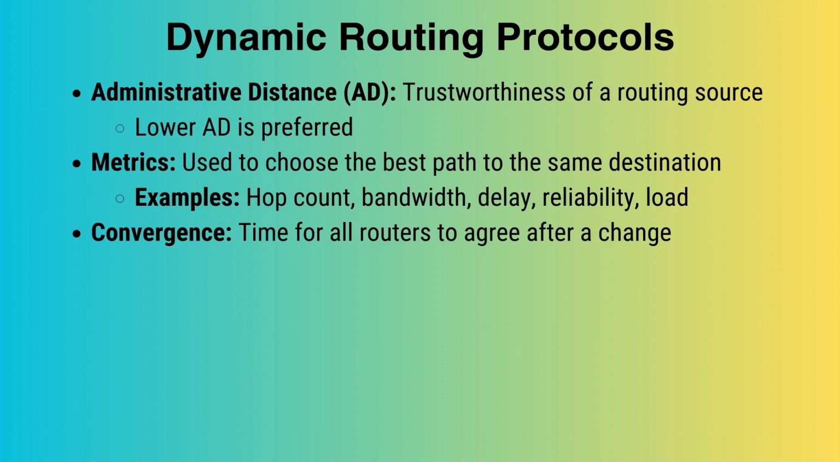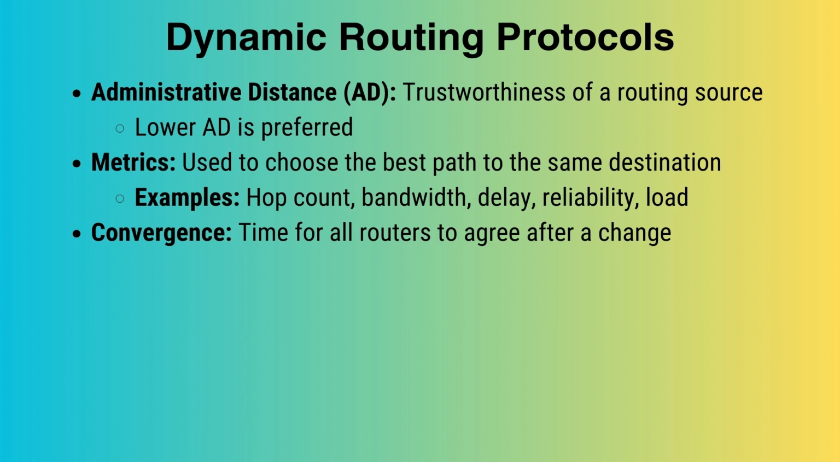Dynamic routing protocols automatically adjust routes based on network topology changes, ensuring efficient and resilient data delivery. Administrative distance (AD) measures the trustworthiness of a routing source, with lower AD values being preferred, guiding routers to select the most reliable path. Metrics determine the best path to a destination, considering factors like hop count, bandwidth, delay, reliability, and load, helping balance network traffic and optimize performance.